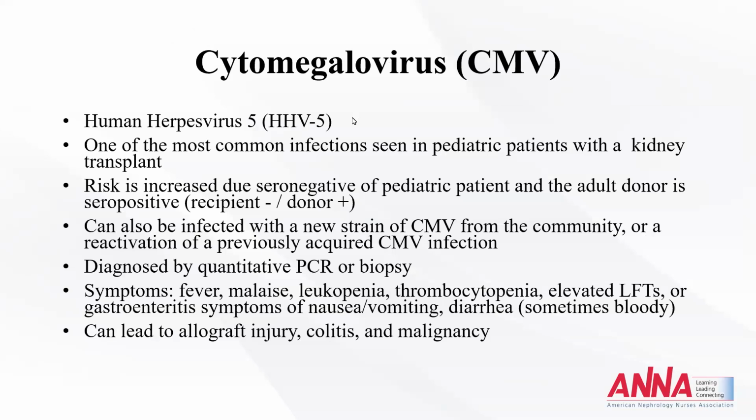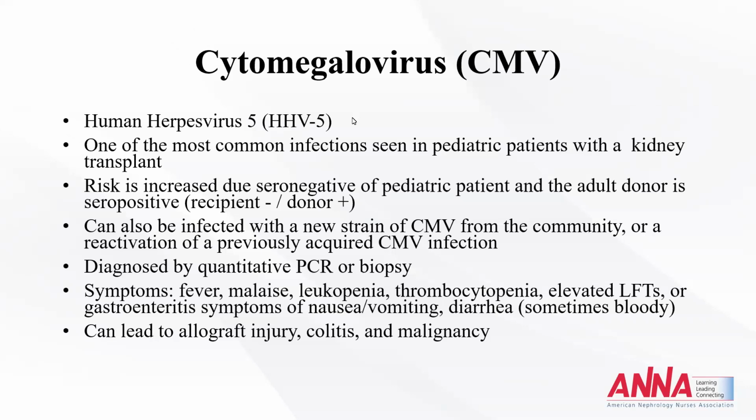Another infection that we deal with is Cytomegalovirus. I see this one a lot, also known as CMV. And this is actually another human herpes virus. It's HHV5. So it's in the herpes virus family. It is one of the most common infections seen in pediatric patients with a kidney transplant, and I will say it's probably one of the most common ones we see here at Children's Mercy.